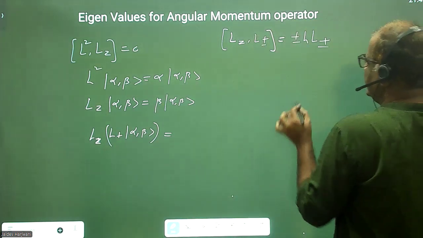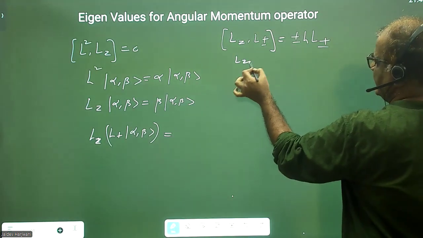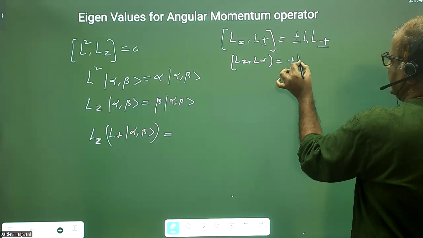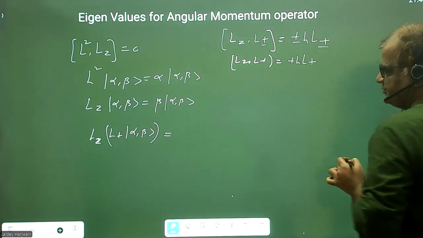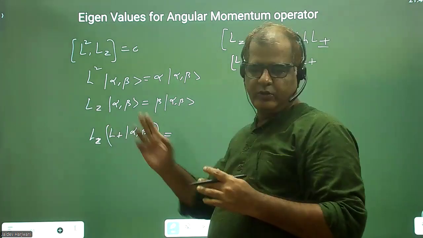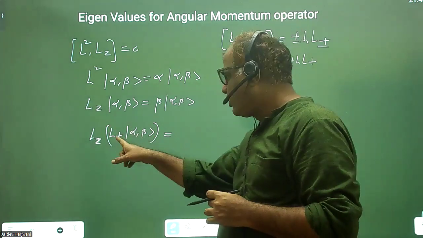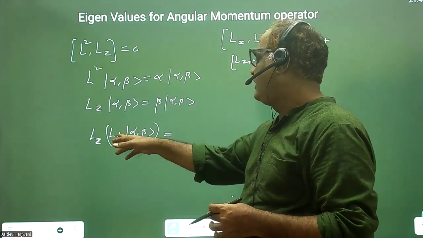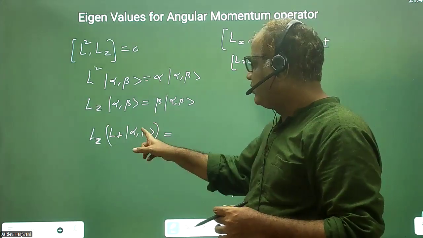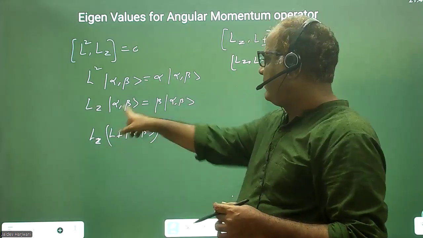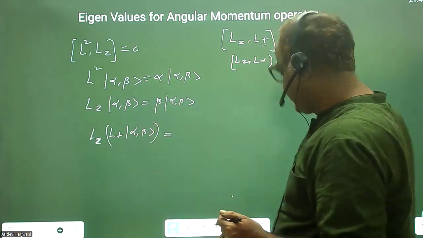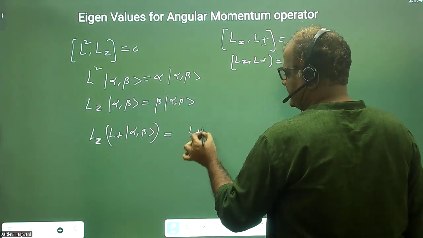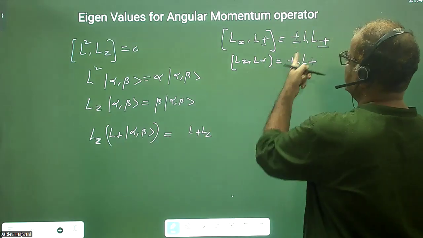So here I have the commutator of Lz and L plus equal to plus H cut L plus. That means these two operators do not commute. Now I cannot operate L plus on alpha beta because for the time being I don't know how L plus will operate on alpha beta, but I know how Lz operates on alpha beta. So instead of writing Lz L plus, I write L plus Lz using this equation.